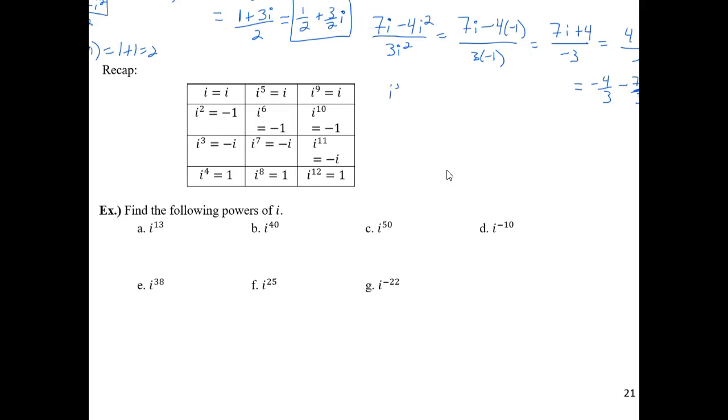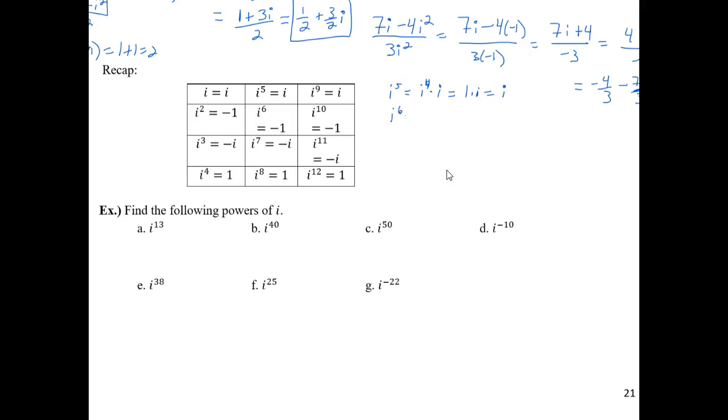But now I have i to the fifth. That's the same thing as i to the fourth, that's a 4, times i, right? 4 here, 1 more makes 5. We know i to the fourth is just 1 times i, and 1 times anything is itself. So that's where i to the fifth equals i.